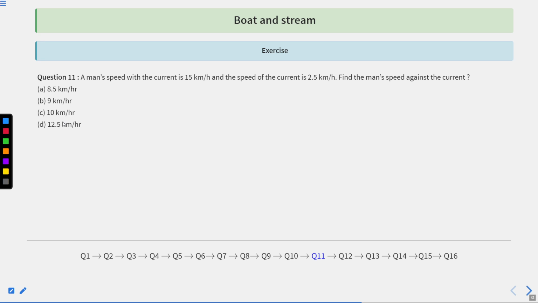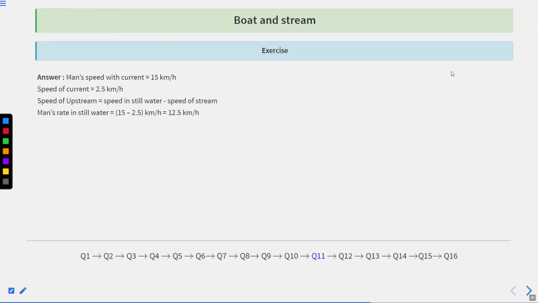Moving on to 11th problem. A man's speed with current is 15 km per hour and the speed of the current is 2.5 km per hour. Find the man's speed against the current. So the current speed is given to us. So what if he goes against the current? If he tries to go against the current, then what will be his speed?